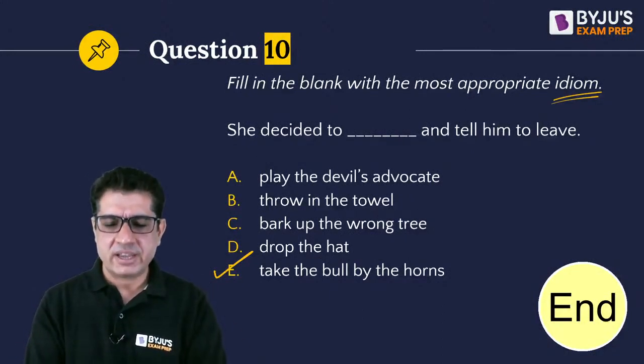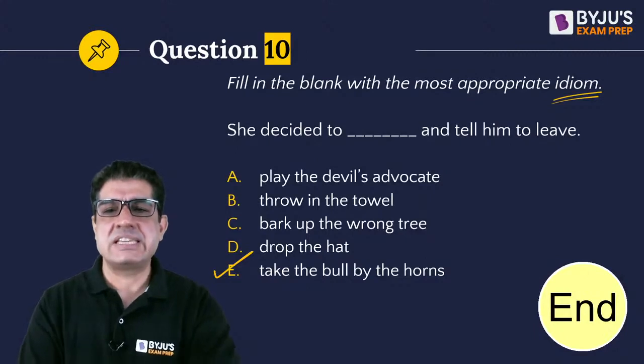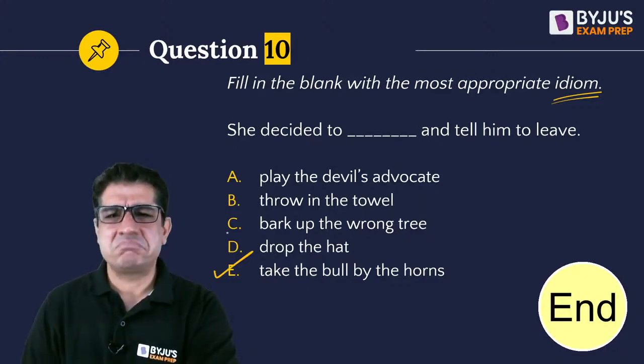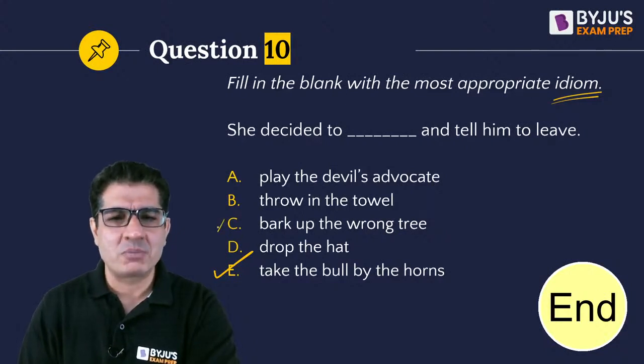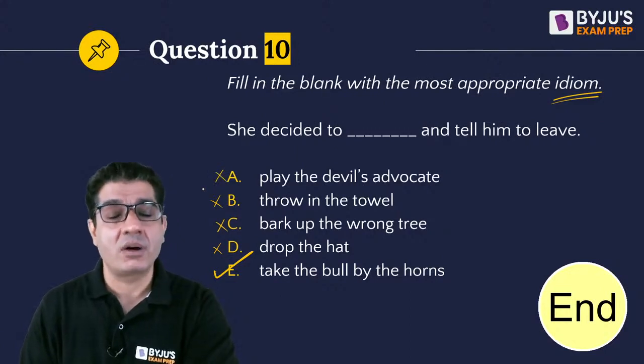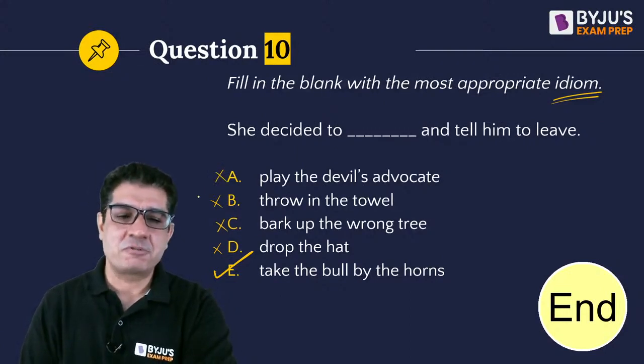So that is why I'd say we'd go ahead and pick up E. And she decided to bark up the wrong tree. There is no course of action being contemplated here, no giving up happening. D is not even an idiom. And between A and E, I think E is definitely more appropriate. So that's about fill in the blanks.